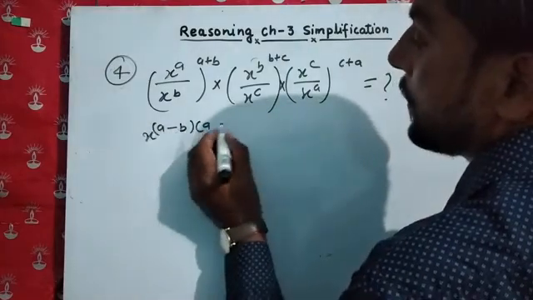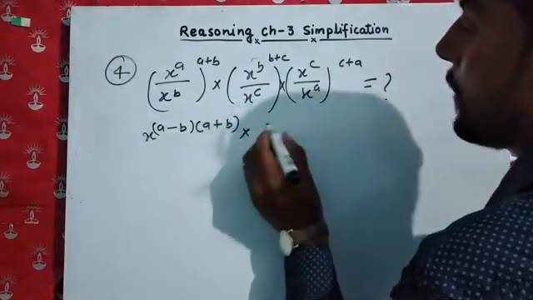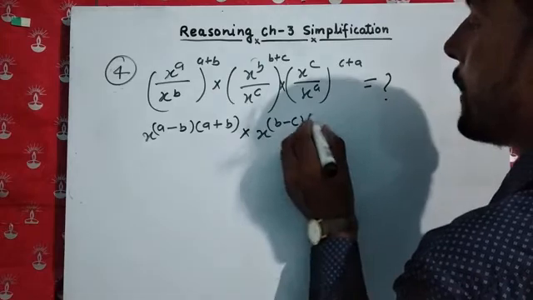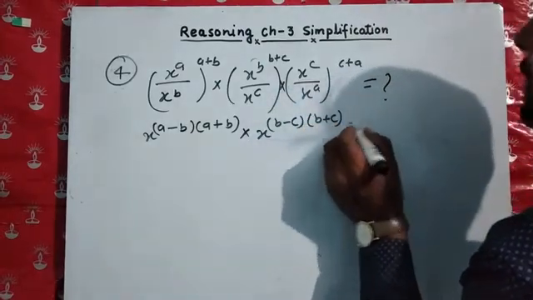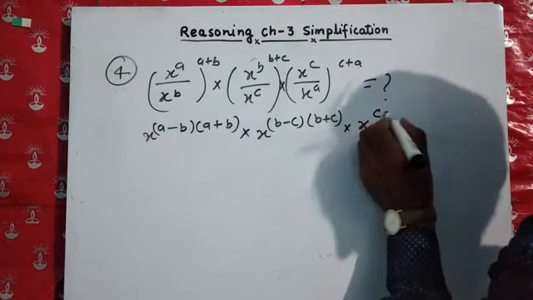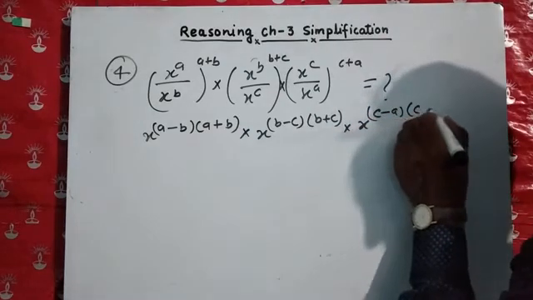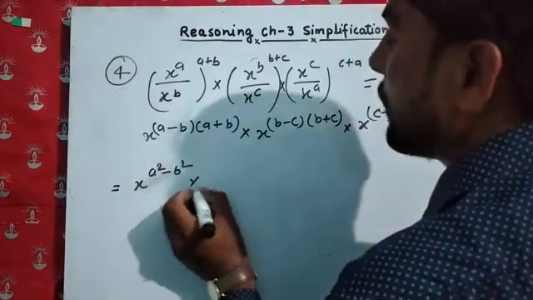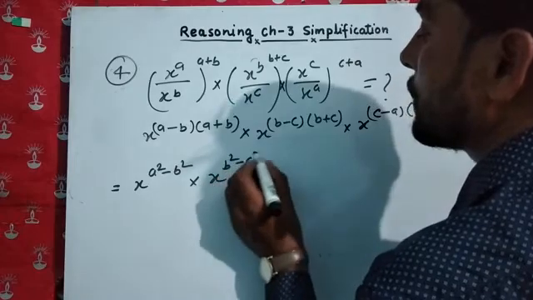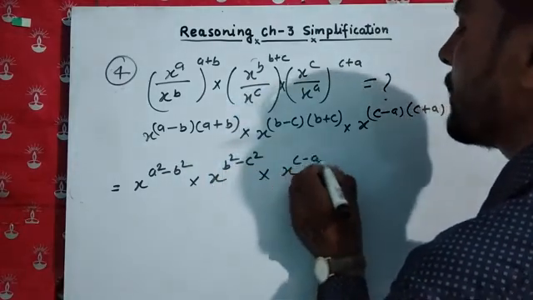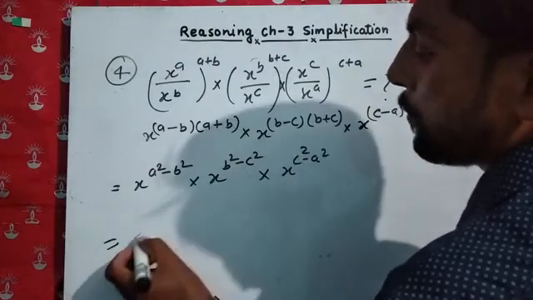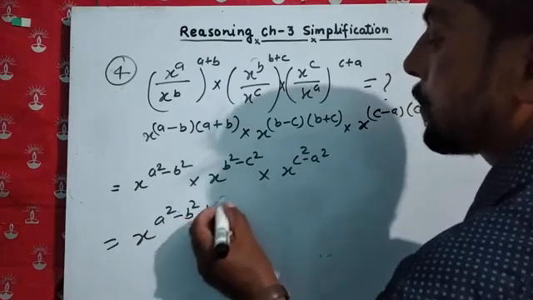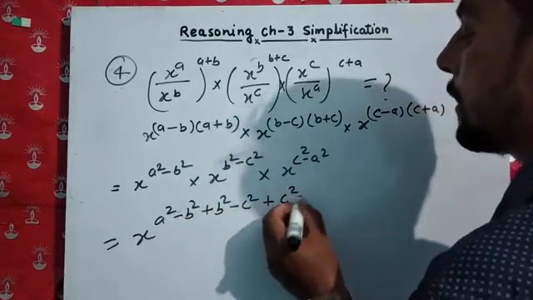So this becomes x power a, and whenever we divide, the powers are subtracted. So these are multiplied with a plus b, then multiplied with x power b minus c, then multiplied with b plus c, and then x power c minus a multiplied with c plus a. Now what result will we get? x power a square minus b square, multiplied by x power b square minus c square, multiplied by x power c square minus a square. On multiplying we add the powers: a square minus b square plus b square minus c square plus c square minus a square.